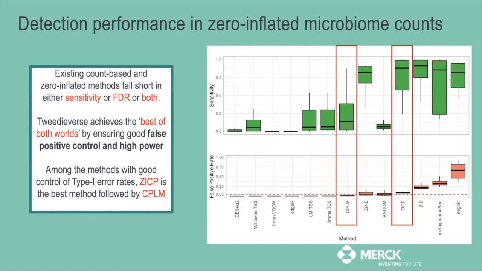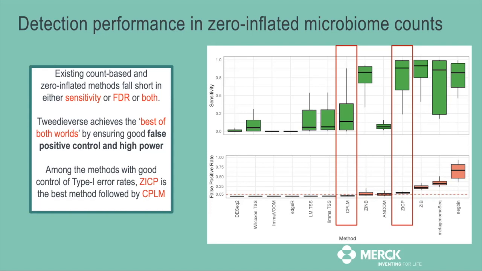And apart from that, because this is zero-inflated data, CPLM, which is the vanilla or non-zero-inflated version, is actually performing well, even though it has a drop in sensitivity. The false positive rate is never above the threshold that we want to control for. But among the methods, if you really want to rank them based on false positive rate controlling behavior and also high power, ZICP is actually the best method. And if you allow a small amount of inflation, then CPLM is the second best method. So that's what we get.